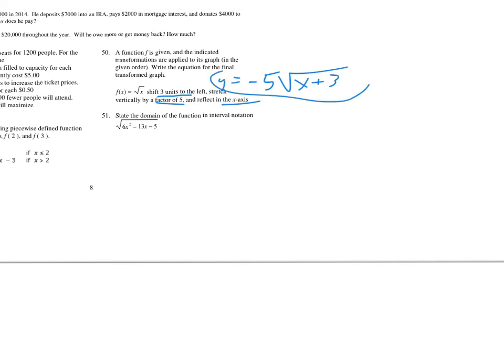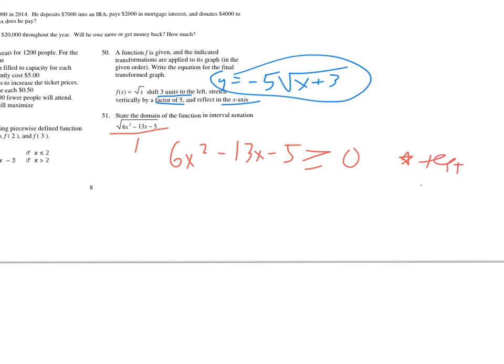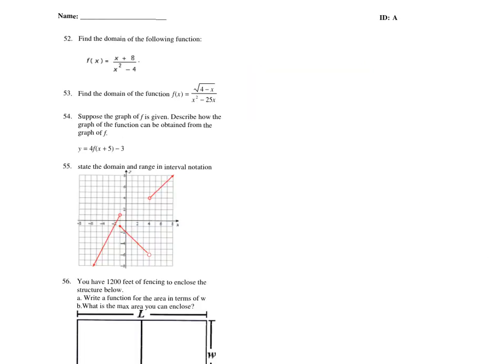All right, 51, we got domain, so we just have a radical here. It's really in the numerator because really the denominator here is 1. So that means it's greater than or equal to 0. So you're going to have to factor this, and the key on this one, again, is test points because it's a quadratic inequality. So I'll let you guys try that.